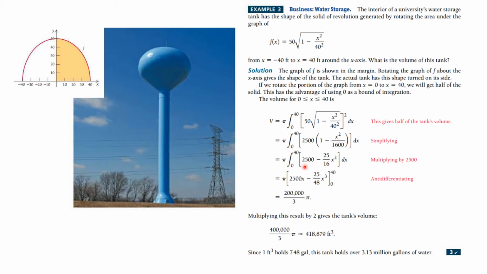So when we integrate the 2500, we get 2500x. When we integrate this, we add 1 to the exponent, divide by the new exponent. And so we'll get 25 over 48 x cubed. We'll evaluate it at the top and the bottom, and we'll subtract, and we'll get this. Now we have to multiply this result by 2. That'll make that 400,000 over 3 pi. That's the exact answer, and when we substitute an approximation for pi, we get approximately this many cubic feet. Now, since 1 cubic foot holds 7.48 gallons, this tank holds over 3.13 million gallons of water.